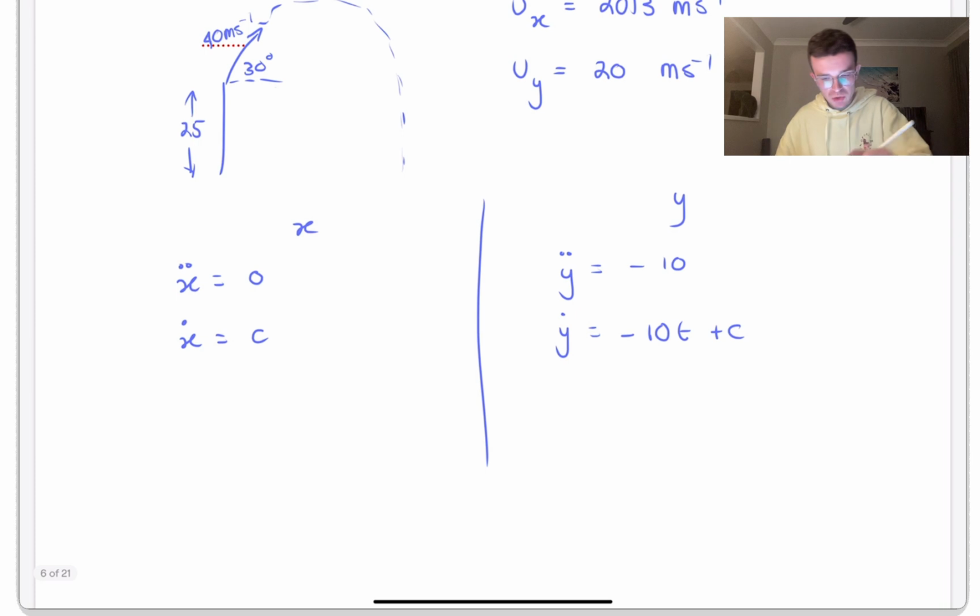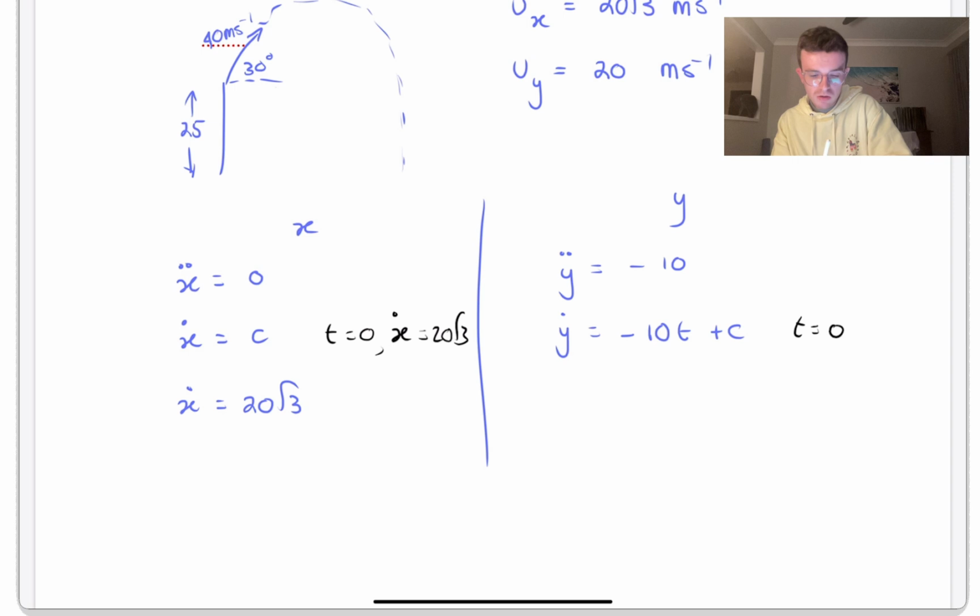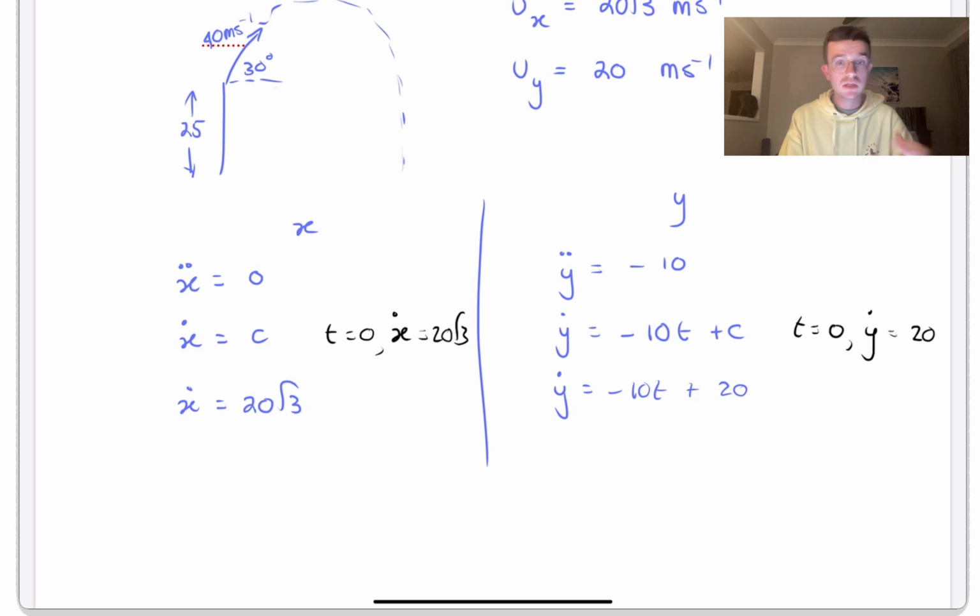So we're going to sub in our initial conditions. When t is equal to 0, initial velocity, x dot, is 20 root 3. So that means that constant's 20 root 3. So x dot is 20 root 3. Substituting in over here, when t is equal to 0, y dot is equal to 20. So that means that constant there is going to be 20. So y dot is minus 10t plus 20. Now, while you don't have to show your working to find c, it is important that you state those initial conditions, and then it's obvious that that's what c is.